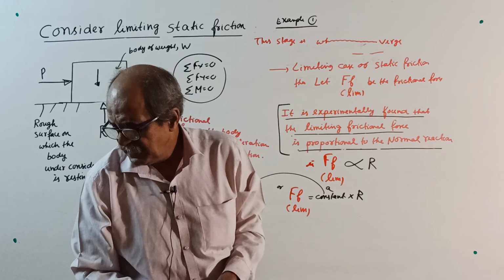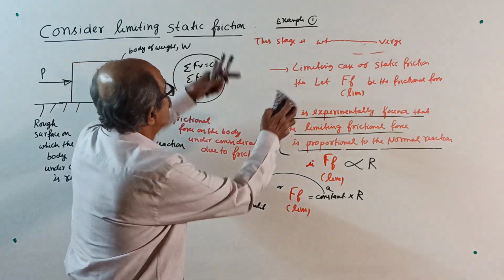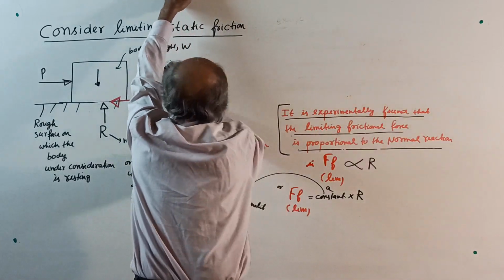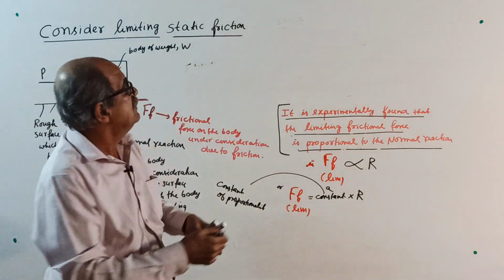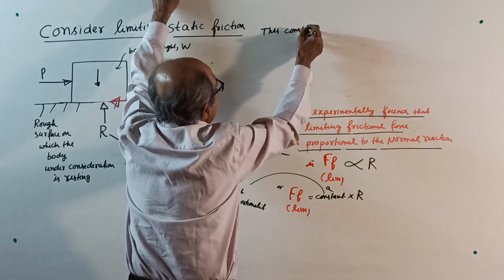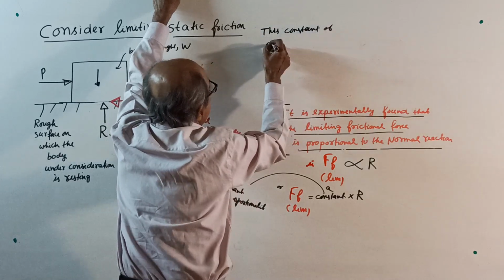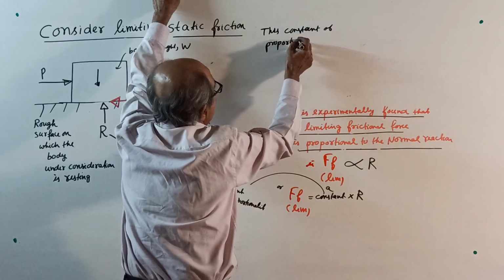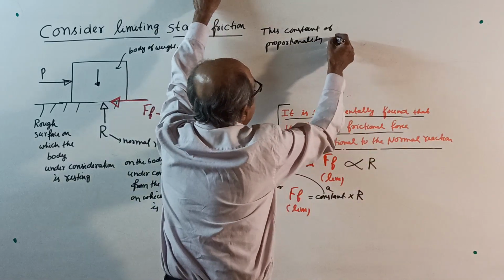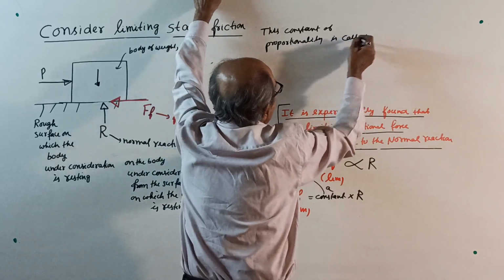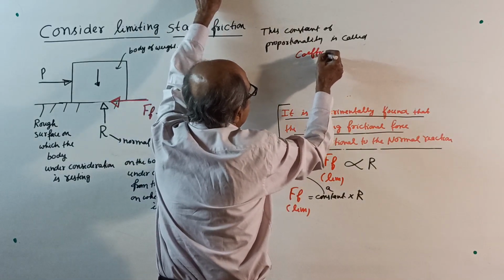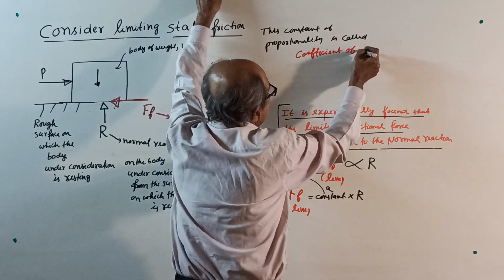Okay, now write the statement. I will remove this now, I want this space. See, this constant of proportionality, that is Ff by R, is called, very important term, the coefficient of friction.